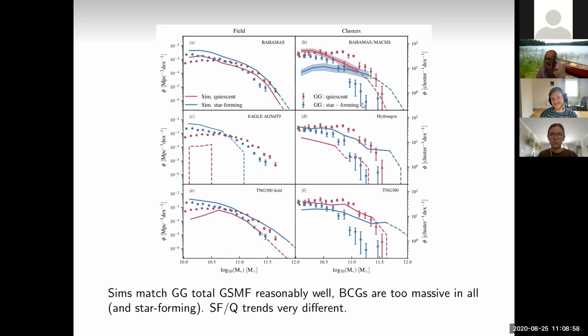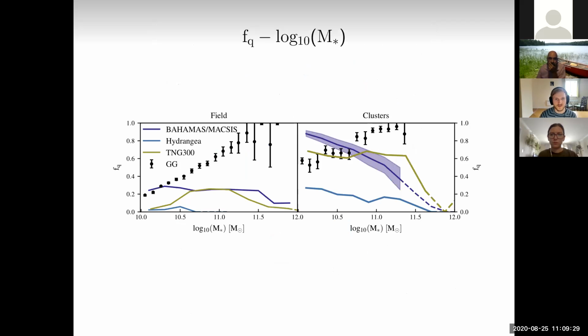In the cluster, things get even worse. You see all kinds of different behaviors that just don't match what's observed. So there's a clear lack of physics, or physics being wrong in clusters. The way galaxies quench in clusters at this redshift is indicative that there's something lacking. And there's no point looking in the detail of these curves.